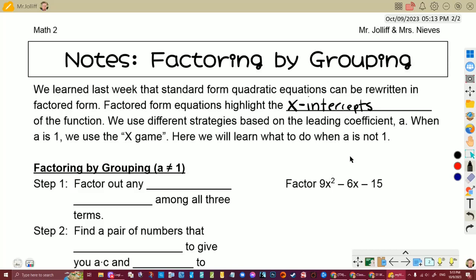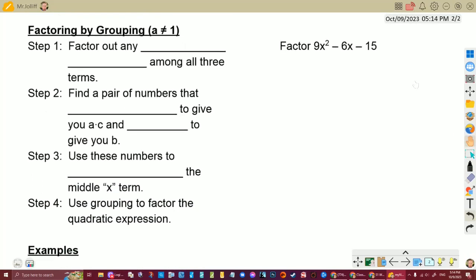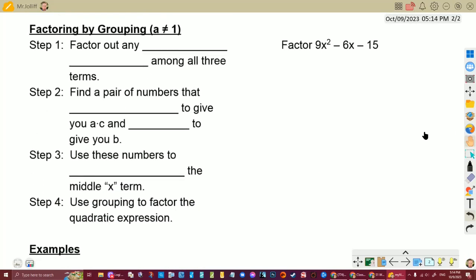So last Tuesday, we learned about that connection between x-intercepts and the factored form of quadratic equations when a was 1. And when a is 1, we use something called the x-game to factor those quadratics. Today we're going to learn what to do when a is not equal to 1. So what happens when there's a number in front of that leading quadratic term? We have 4 steps that we're going to use to factor quadratics where a is not 1.